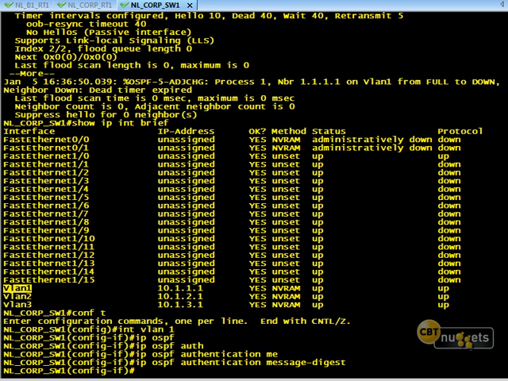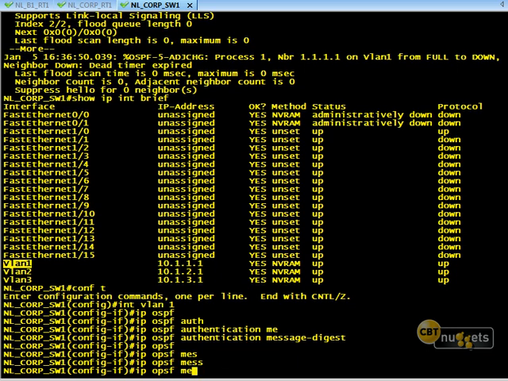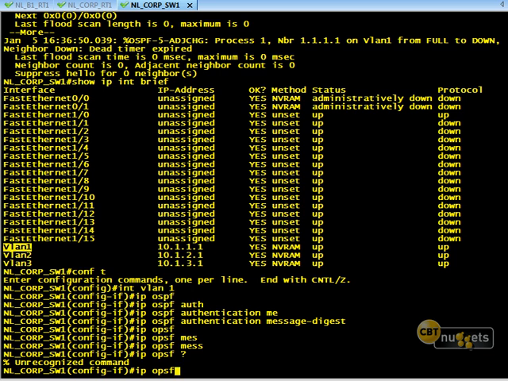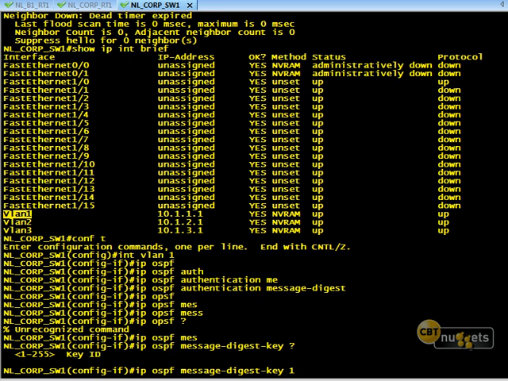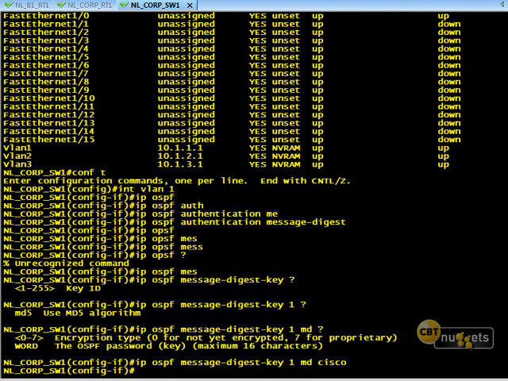Well, that's great. And now he's saying, okay, my authentication flag is turned on. Woohoo! But the other side is saying, you don't have the right key. So we're going to say IP OSPF message-digest-key. We'll use key 1. By the way, the key number does have to match as well as the key itself. So we'll say key number 1, MD5, and we'll use Cisco as the password. I hit enter.